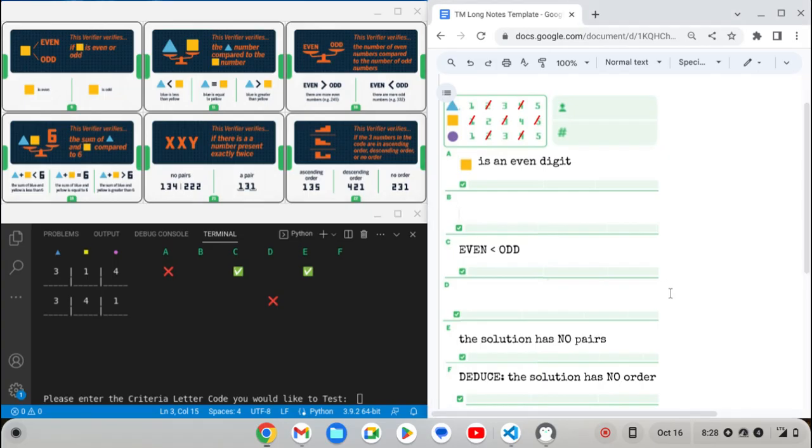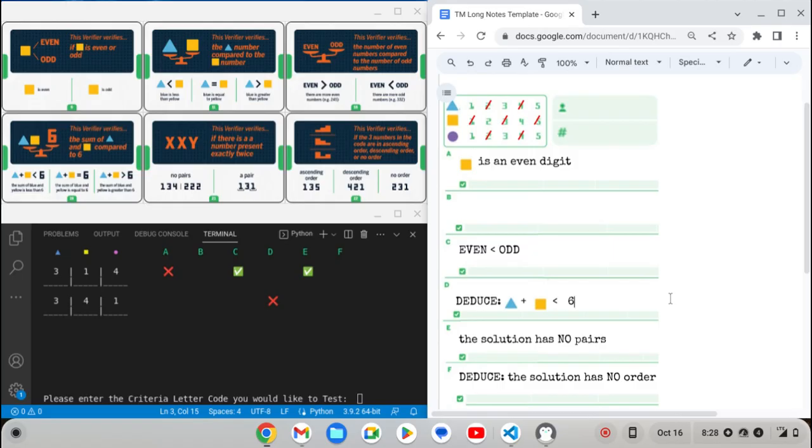So let's go ahead and type that up in our notes, and we'll say that we're going to, oops, that's in D. We're going to deduce that triangle plus square should be less than 6.